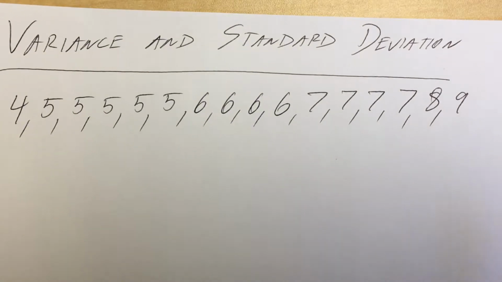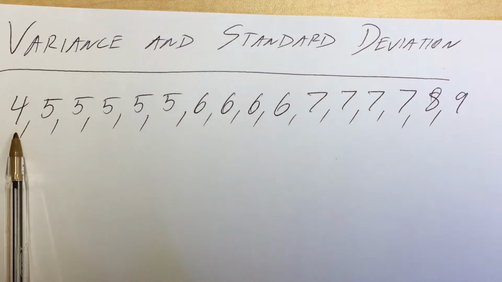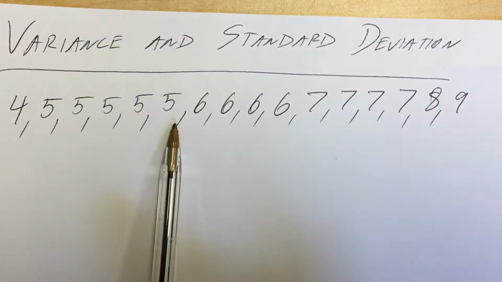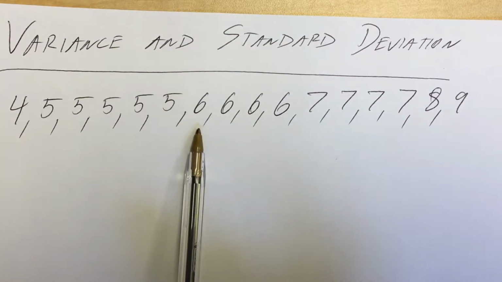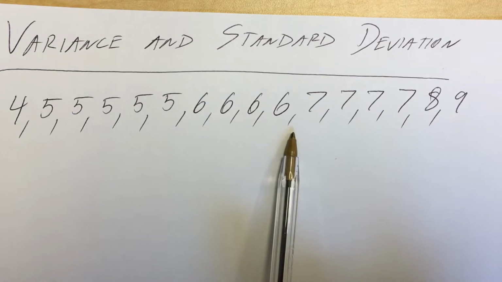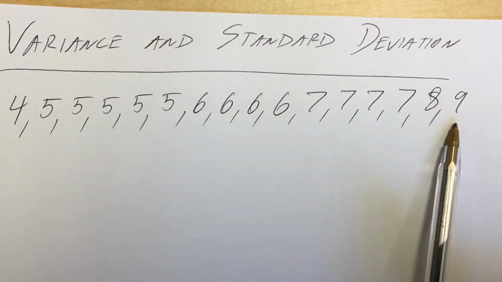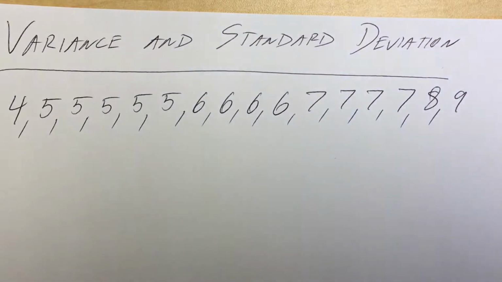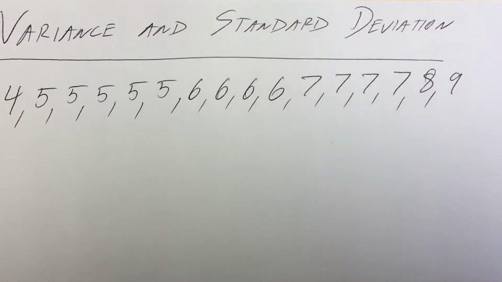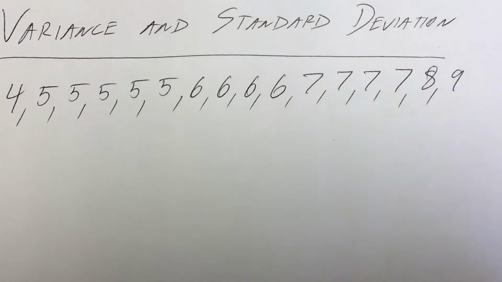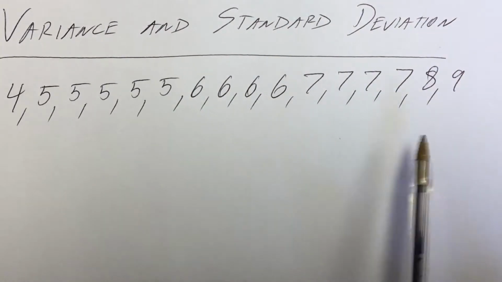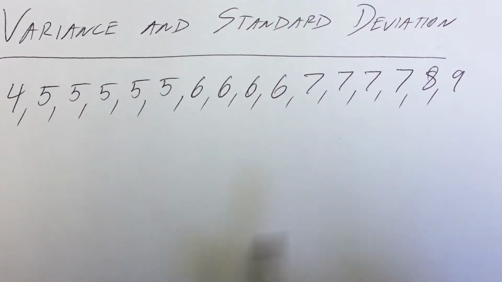The first data set is a list of numbers. There's a single 4, followed by 5 5s, followed by 4 6s, followed by 4 7s, and then a single 8 and a single 9. Using the previous equation, we can find the variance and then find the standard deviation of this data set, which will tell us how far apart the data is spread from the mean.